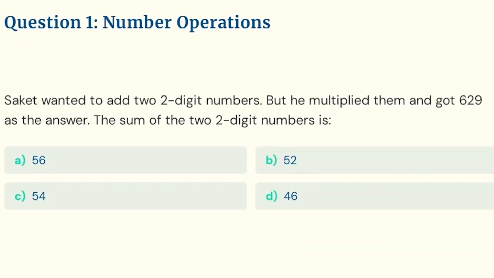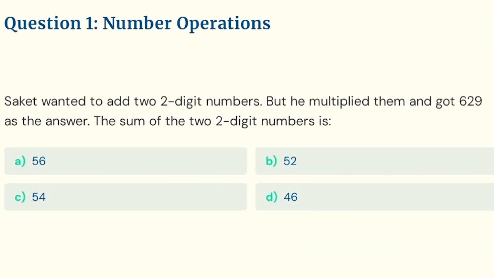So question number 1 is: Saket wanted to add two two-digit numbers, but he multiplied them and got 629 as the answer. Now the sum of the two-digit numbers is... So we are just letting the two numbers be a and b respectively. If he multiplied, that means a times b is equal to 629, what he got, but we need to find out a plus b.